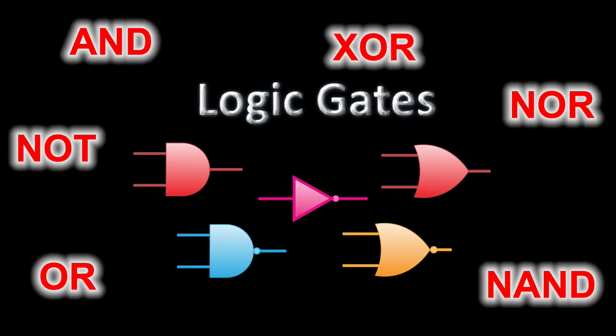Logic gates are the building blocks of a computer processor. So these are the parts that do the math calculations. So first of all, before we start with logic gates, we just need to have a very quick revision of our binary numbers.